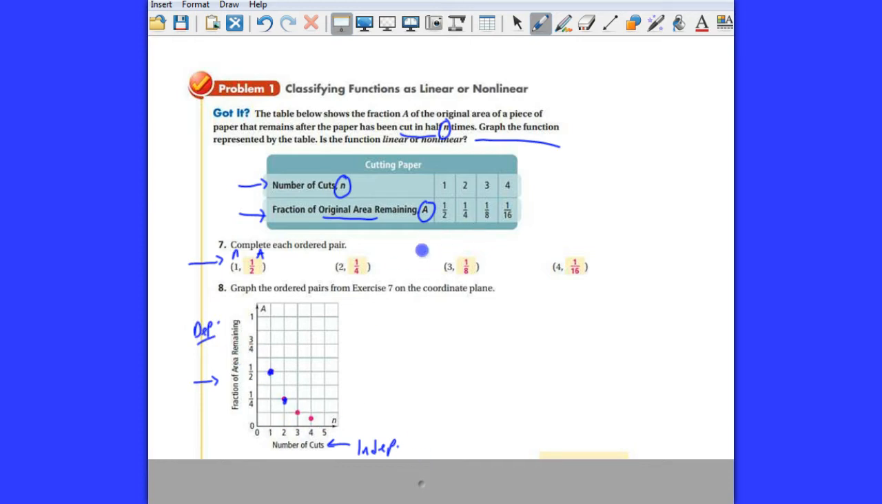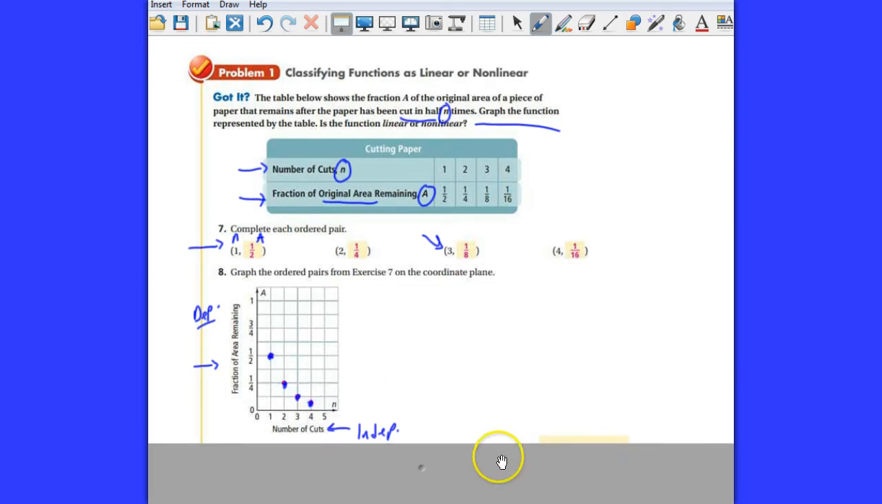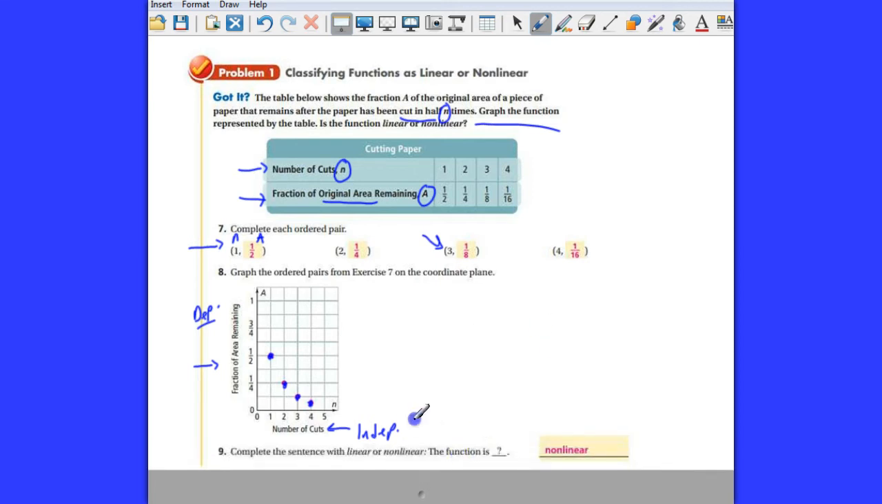3 cuts right here would give me 1/8, which would be right there, and then 4 cuts would be half of that. And it would continue going closer and closer to the x-axis, or the n-axis in this case. But you think about it, it's never literally going to touch that x-axis, even though they would get so small we wouldn't be able to actually continue to cut it. But it says complete this sentence. Is this linear or nonlinear? And the answer is it's nonlinear, because right here you can see that the graph starts to curve.